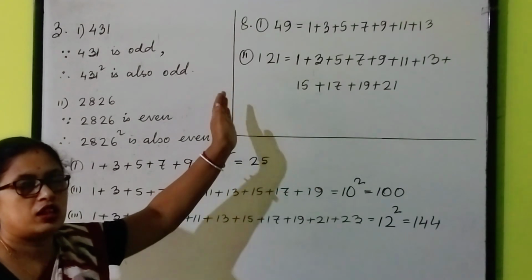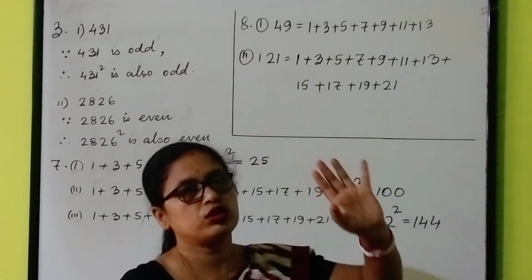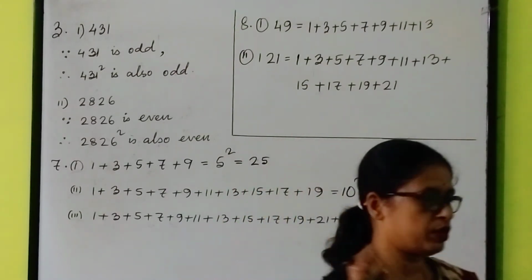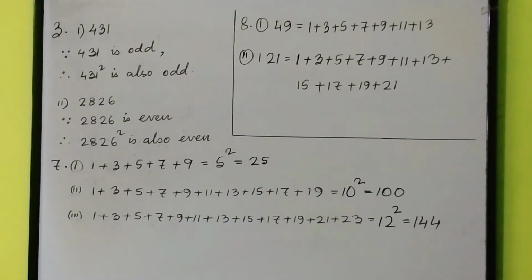Okay, I have not rubbed the board or changed the board; I have written in the same board. Clear to me, my dear students? I think this much is clear. Have a glance on the board. Always remember, the sum of first n odd natural numbers is n square, what we have done in 7. And number 8, it is your what? Perfect squares can be expressed as the sum of successive odd numbers starting from 1.